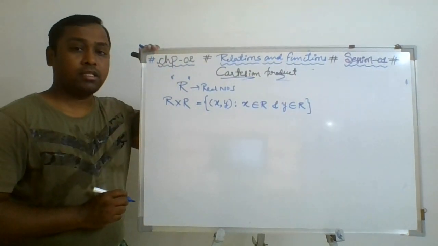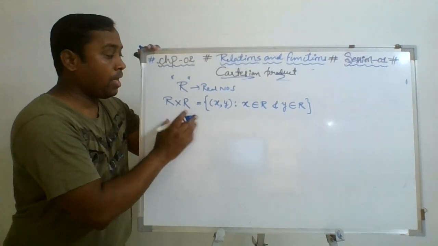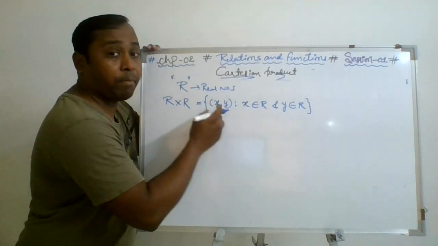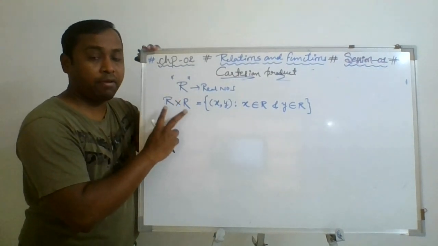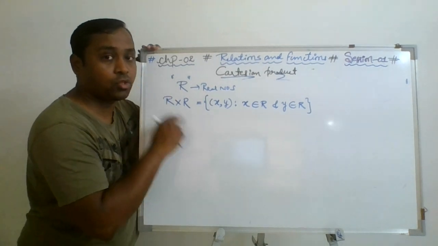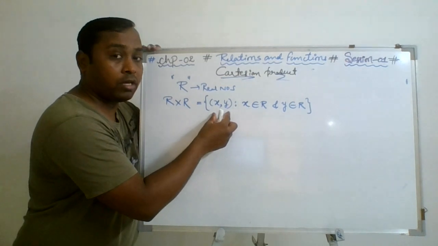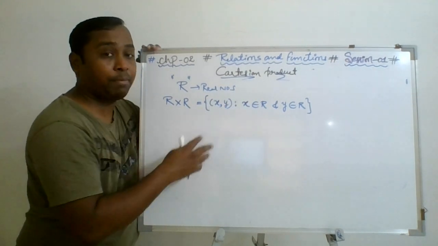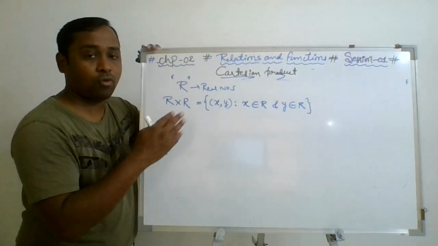Correct? So this is the Cartesian product of R cross R, and this Cartesian product will give infinitely many ordered pairs, because these two sets are infinite in nature. That's why their Cartesian product is also infinite in nature. It means it will give infinitely many ordered pairs. So what can those ordered pairs be? It may be 1 comma 2, 2 comma 3, 3 comma 4 and so on.